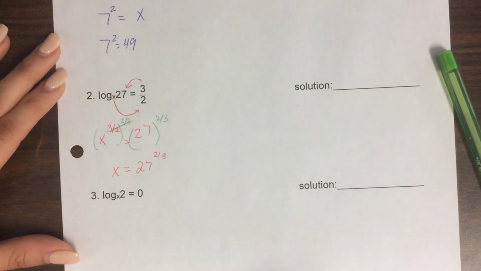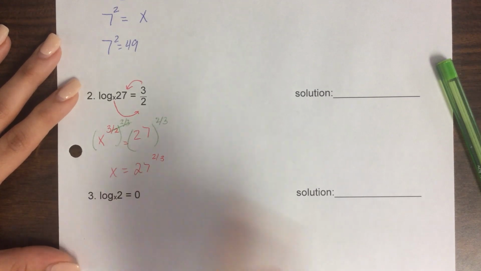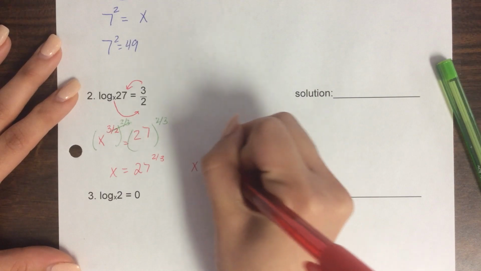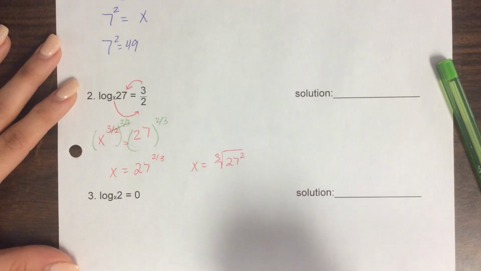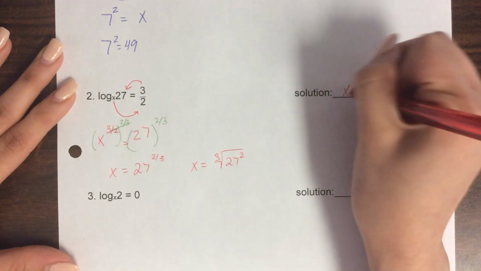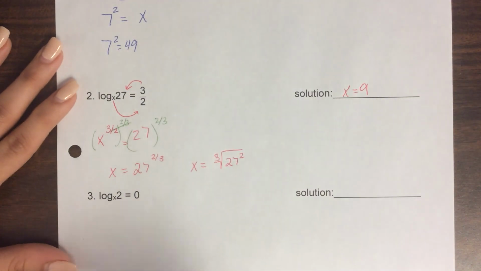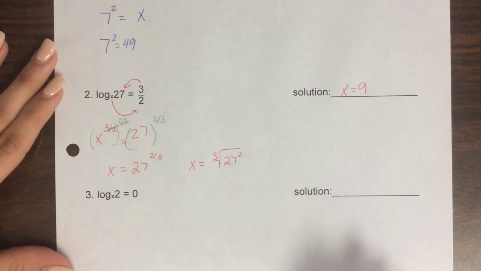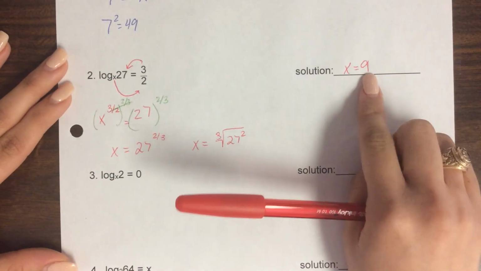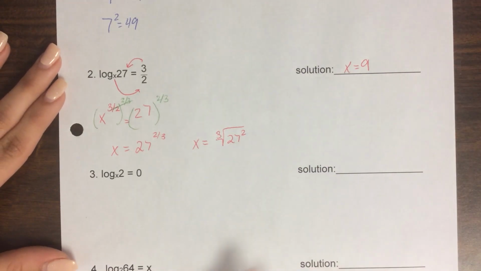2 over 3 power. Now I encourage you to go ahead and put this in the calculator unless you want to do the work for it. So this would be the cube root of 27 squared. Now I am so brilliant that I know this answer by heart, and this is x equals 9, right? It's so easy that I don't have to do it. So yes, go ahead and plug it in and you will see x is equal to 9. Not that bad.